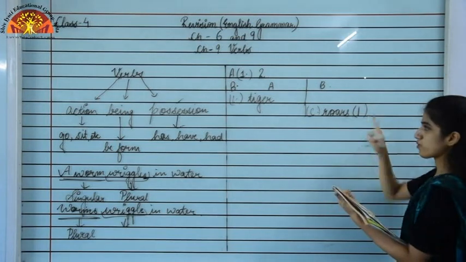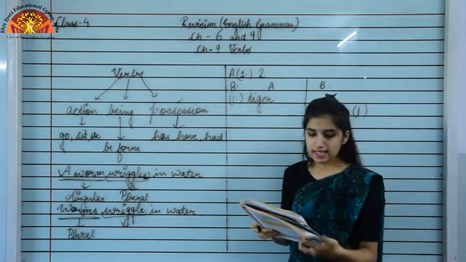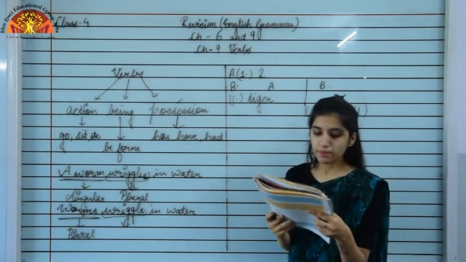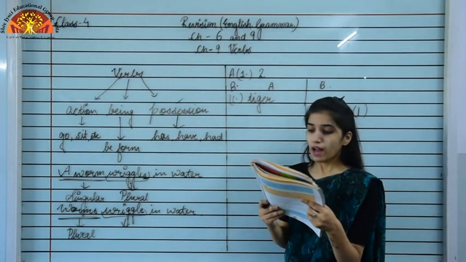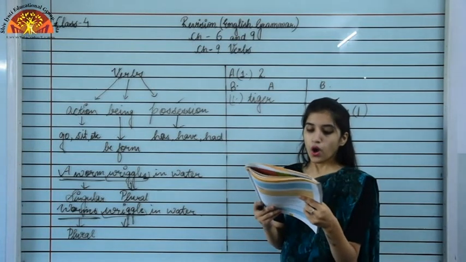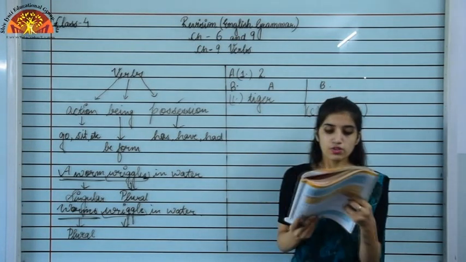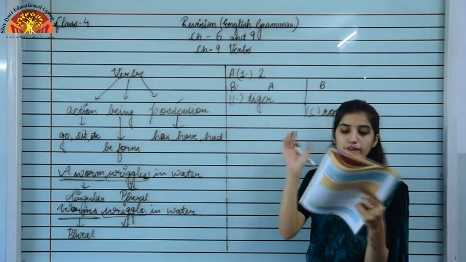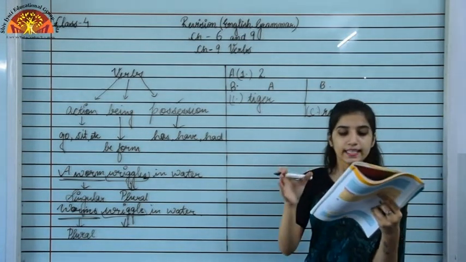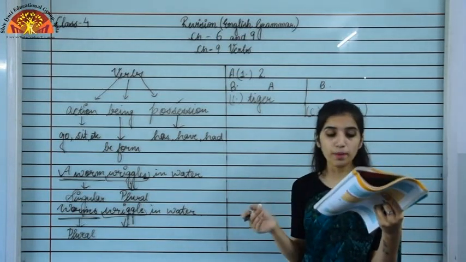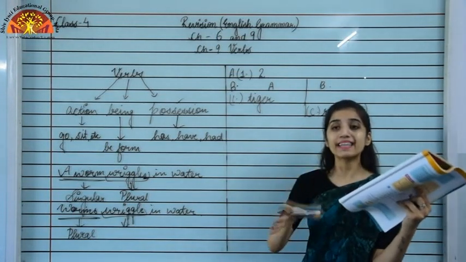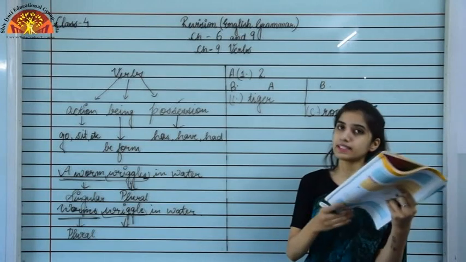Okay, we will write first over here. Now moving to the next exercise, that is exercise number C. Choose the correct verbs for the sentences given below and write whether they are main verbs or helping verbs. We are given two options in each sentence. We have to choose the correct verb, and we have to tell whether this verb acts as a main verb or a helping verb in that sentence.